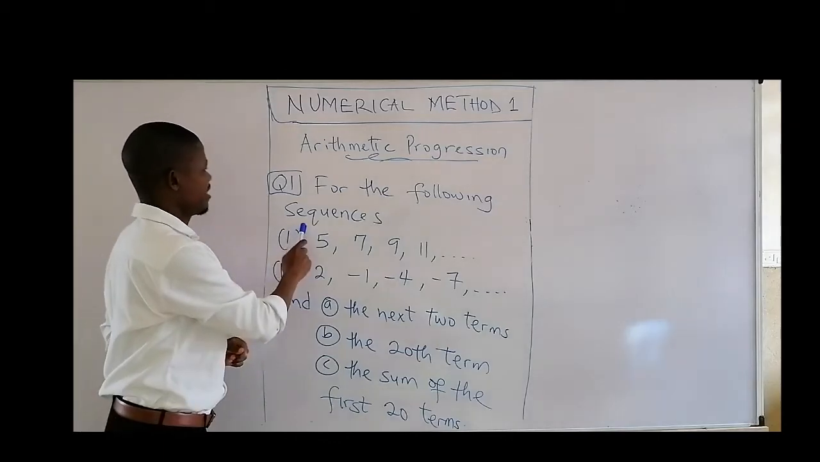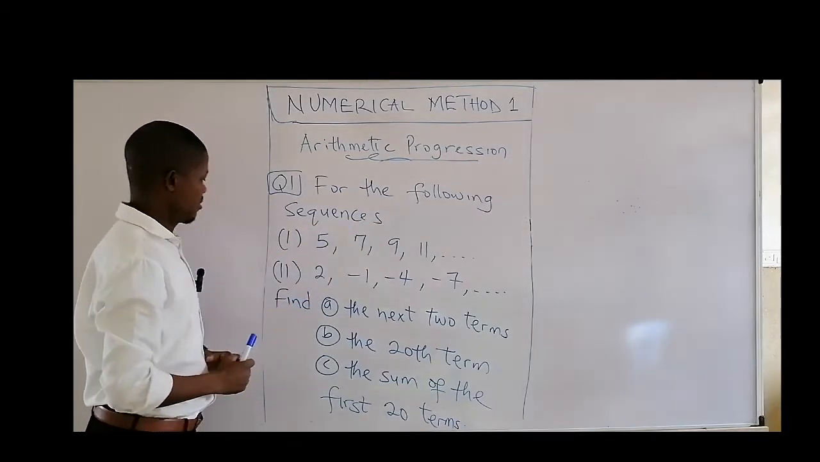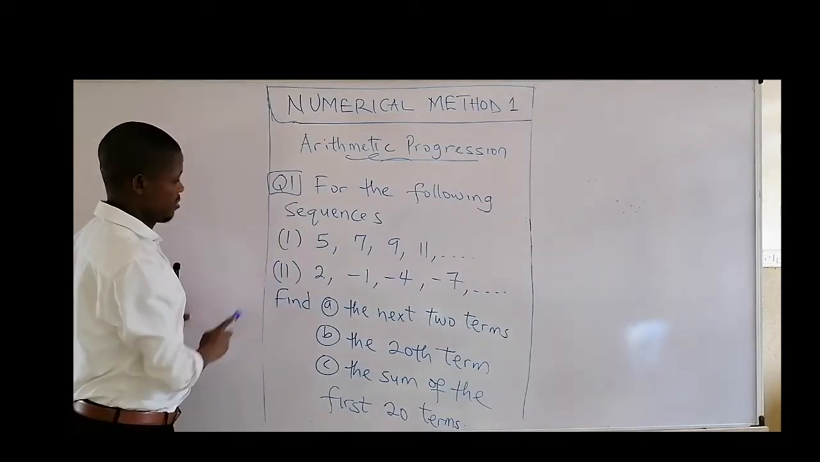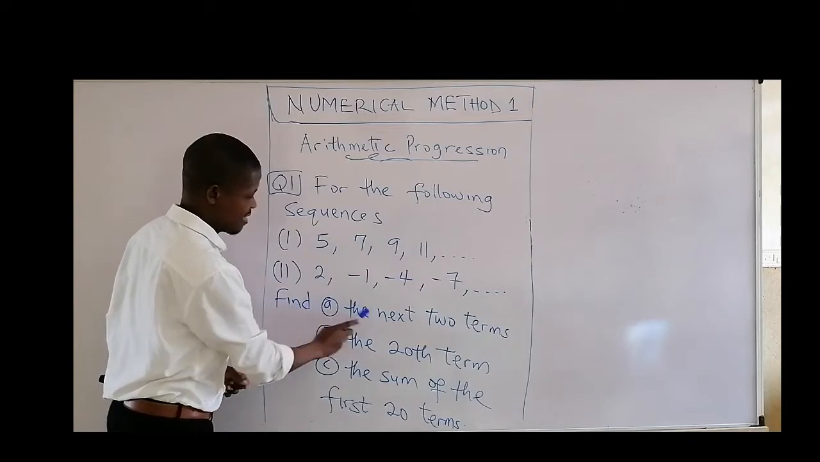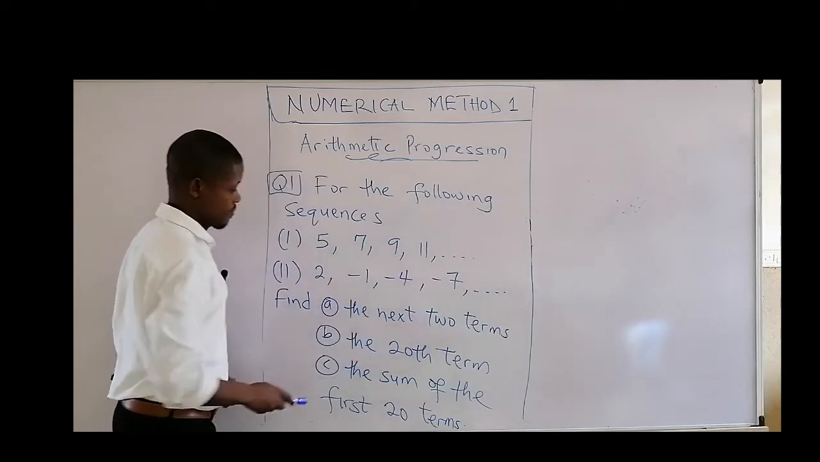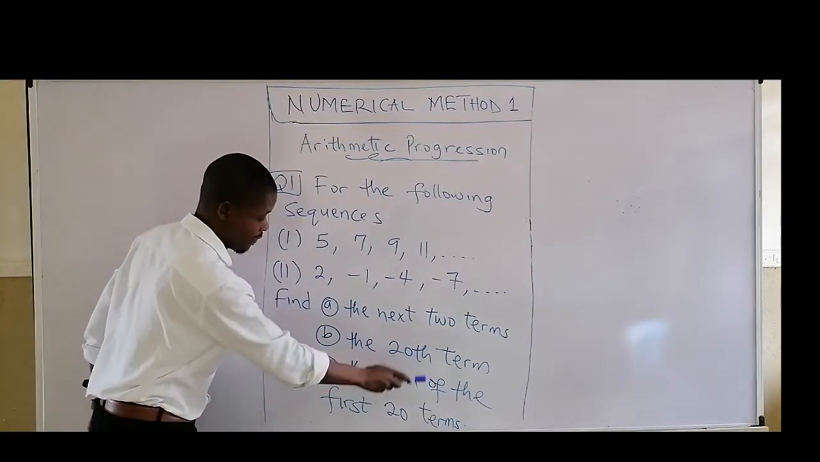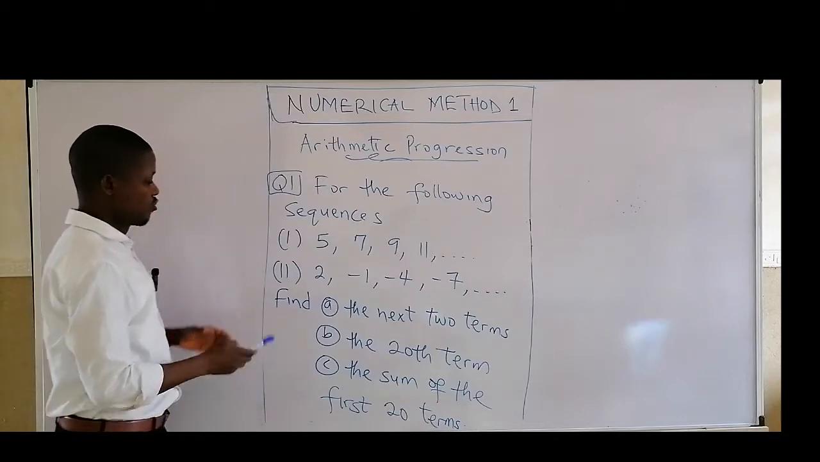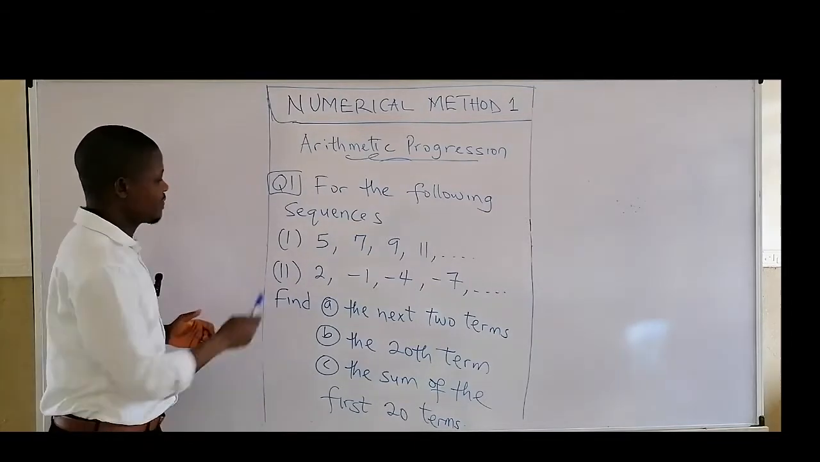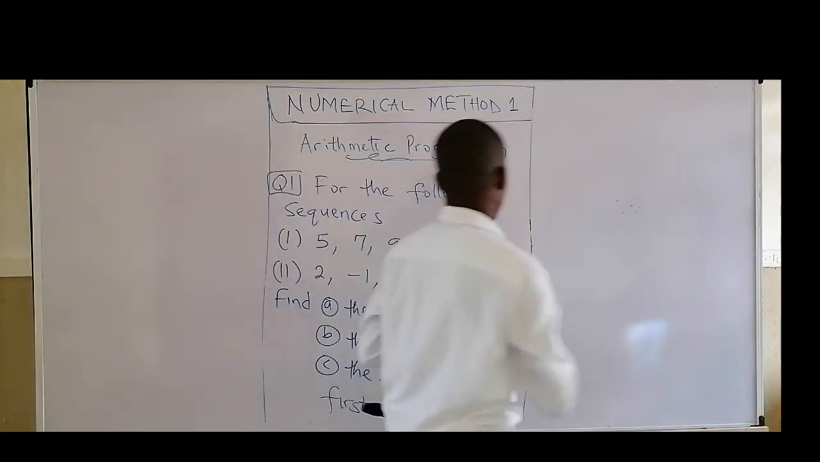Yeah, we have this question for the following sequences: 1, 2. A: Find the next two terms. B: The 28th term. C: Sum of the first 20 terms. So we're going to do A, B, C for each of the questions. Let's look at the first one.